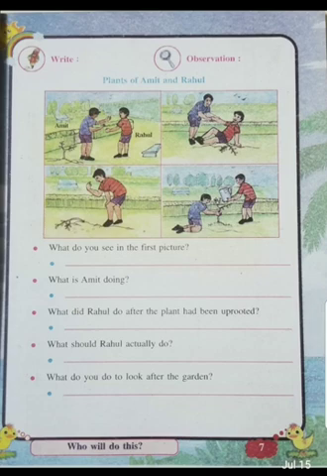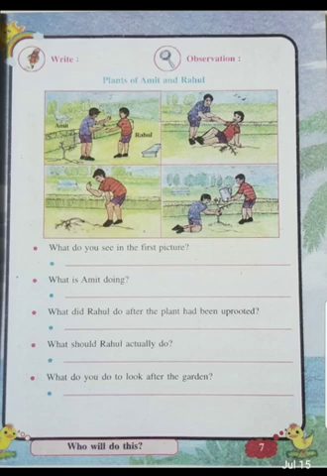And in the fourth picture, with the help of Amit, they are again replanting, means they are again putting the plant in its proper place, giving water, keeping it to the ground. And so these are the questions and answers you have to do here. What do you see in the first picture? What is Amit doing? What did Rahul do after the plant had been uprooted? Uprooted means the plant had come out from the soil. Again they are planting it in the soil.